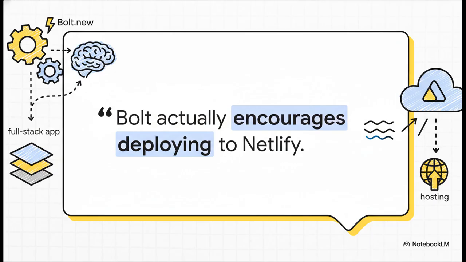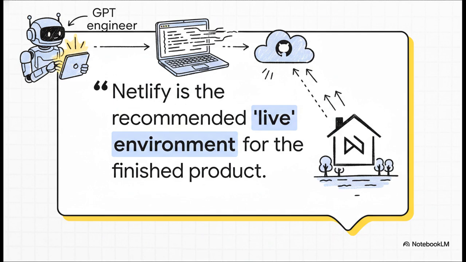Bolt.new is this incredibly powerful AI builder. It can generate a full-stack app just from a single prompt. But they don't even try to be a world-class hosting company. Instead, their tool actually automates the whole deployment process for you, pushing your code directly over to Netlify. And we see the exact same pattern with another builder called Lovable. Their tool is called GPT Engineer. You build with their AI, and what does it do? It pushes the final code to GitHub, all set up and ready to be deployed automatically on Netlify. They see Netlify as the ideal home for the thing you just built.